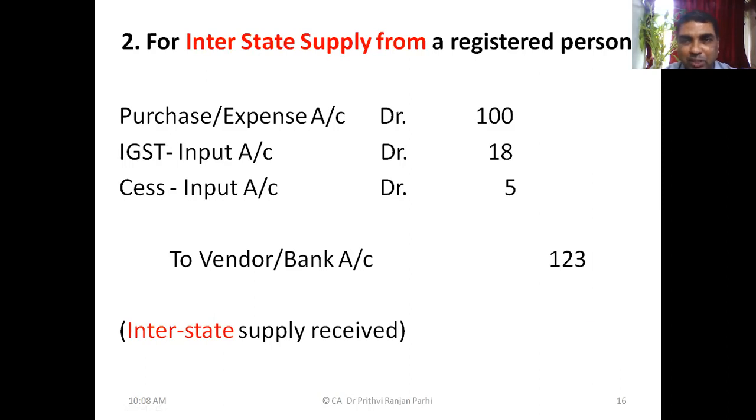Interstate supply means inward supply from a registered person. So two entries you have seen: intrastate inward supply and interstate inward supply. Fine.